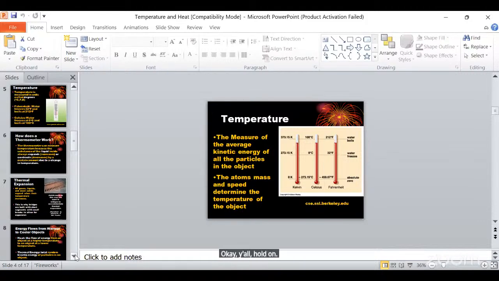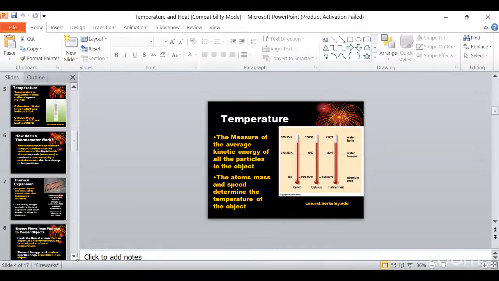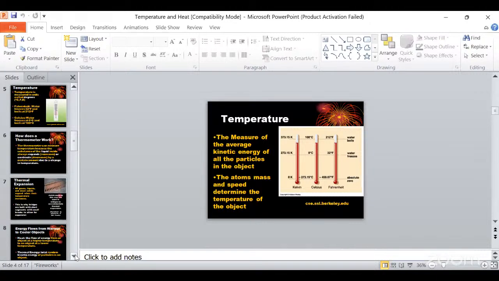So I got the same thing now. You got Kelvin, the same thing with him? Yeah, in Kelvin, 300.27. I want somebody to prove them wrong. Is there anyone that got a different result? Nobody. Is there anyone that cannot solve this problem? Yes, I cannot solve it.